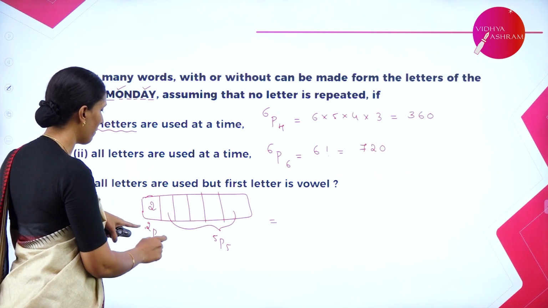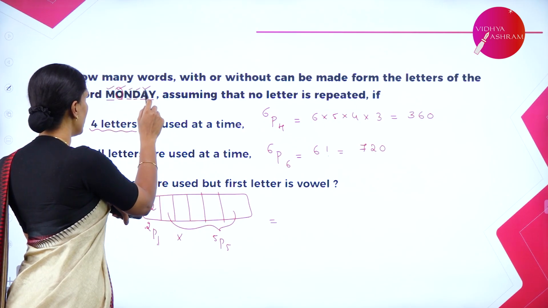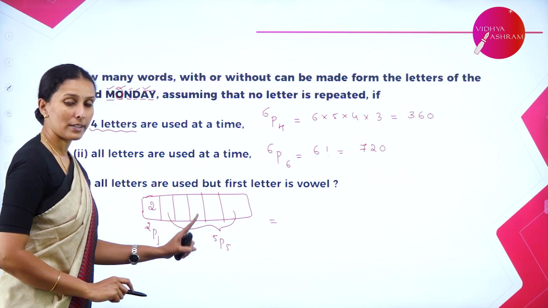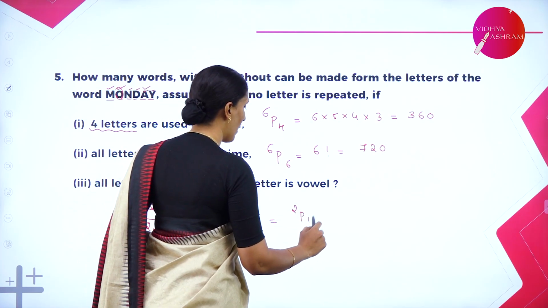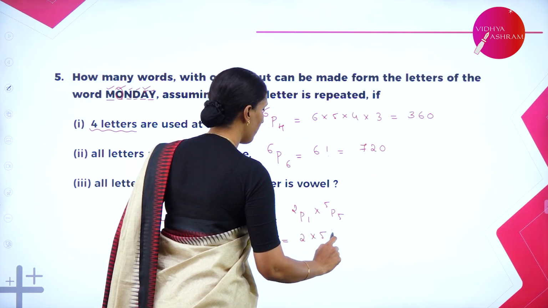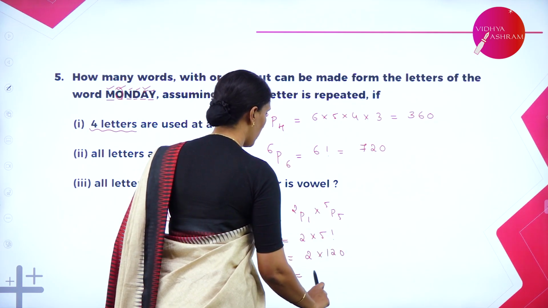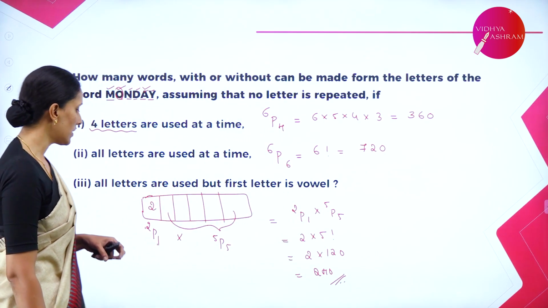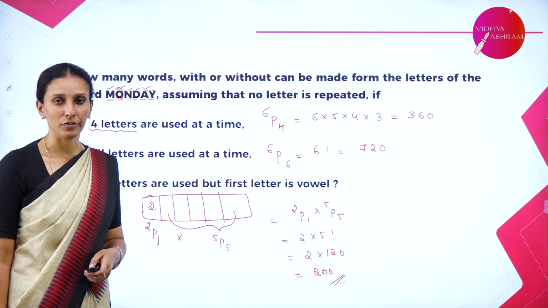So therefore it is 2P1 into, if I fill O in the first place, there are 5 more letters, and I need to arrange all the 5 letters. Choosing all the 5 letters is nothing but a permutation of all the 5 letters, which is 5P5. So therefore this is 2P1 into 5P5. So again this will be 2 into 5 factorial, which is equal to 2 into 120, which is equal to 240. So therefore I can form 240 words by placing a vowel in the first place and the remaining letters in the rest of the places.